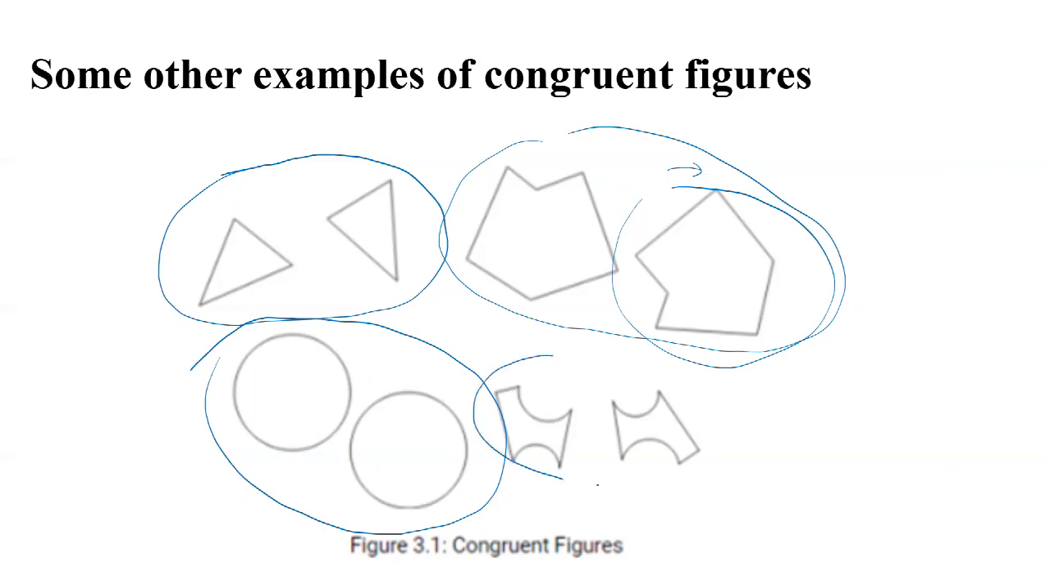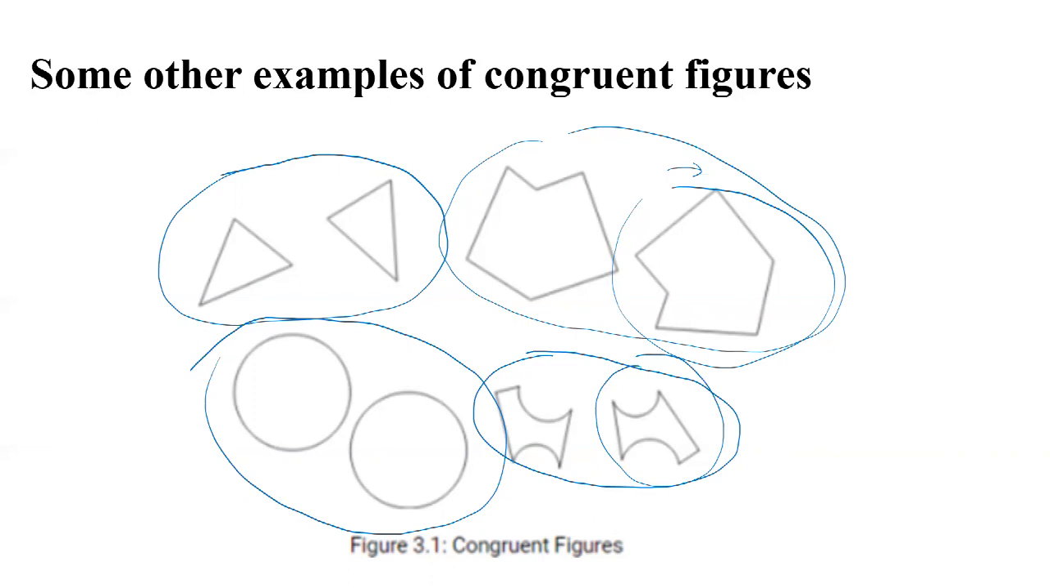And same thing happens here. If you can rotate one of the figures, probably by spinning or flipping it, and if you can put one onto the other exactly, then we can call them congruent figures, right? So basically, in essence, congruent figures are figures that are exactly the same.